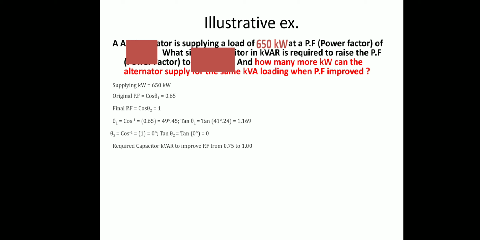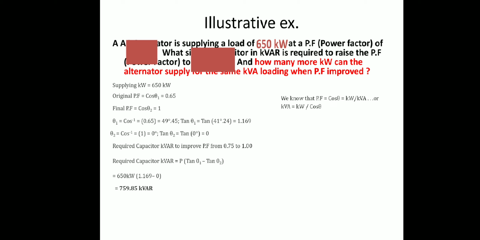So the required capacitor kVAr to improve power factor from 0.65 to 1 equals P in bracket tan theta 1 minus tan theta 2. Here P is our kilowatt. So 650 kilowatt in bracket 1.169 for tan theta 1, and tan theta 2 equals 0. So we got the kVAr for this purpose as 759.85 kVAr.